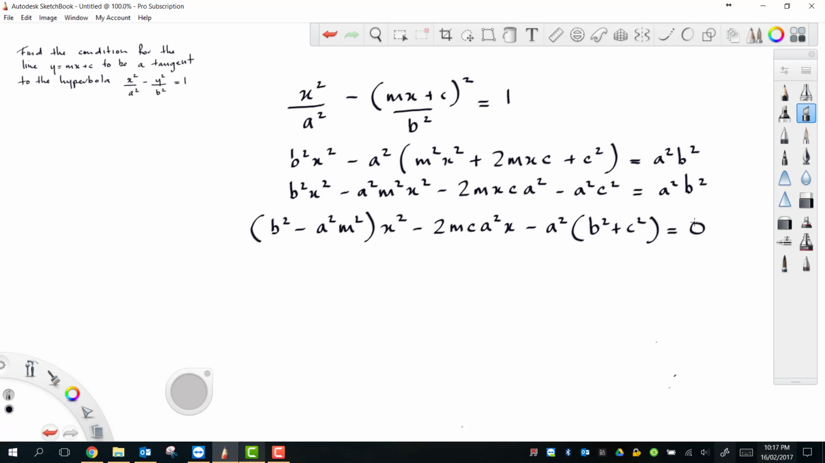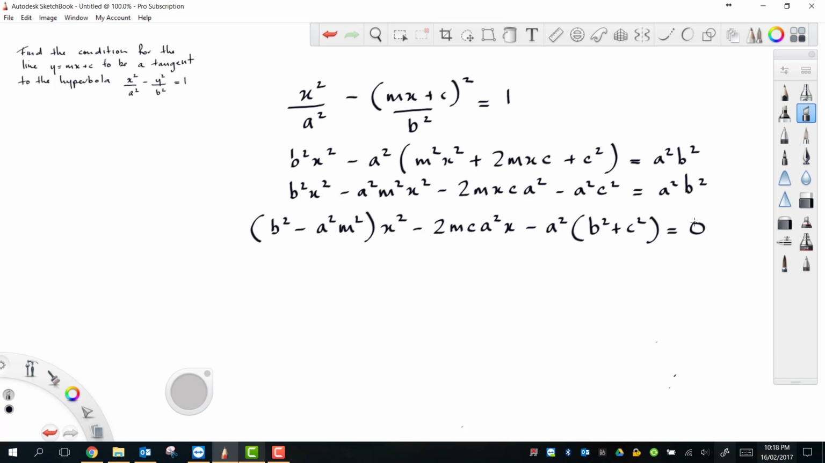Okay, so this is what we end up with. We end up with a quadratic equation. It's a pretty horrible looking quadratic equation, and we have to make sense of this. Out of this, we need to come up with a condition for this original line y equals mx plus c to be a tangent. So what we really want is some constraint that involves a and b, m and c. That'll be what we're after. So where do we go from here?